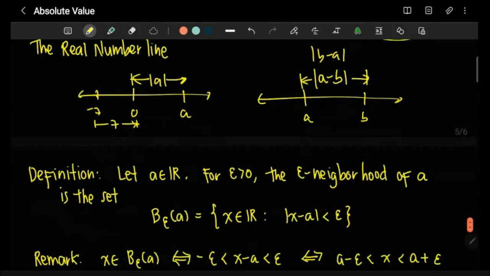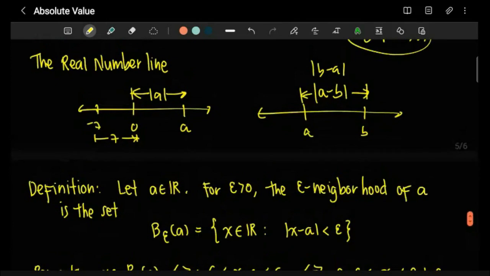So let A be a real number, and for any epsilon, the epsilon neighborhood of A is the set, so this is the notation, B sub epsilon of A. Now, the reason why it's called B, in two-dimensional case, a neighborhood is a disk. And in three-dimensional, a neighborhood is a ball. So in general, you can imagine your neighborhood as a ball around A. So that's how you imagine.